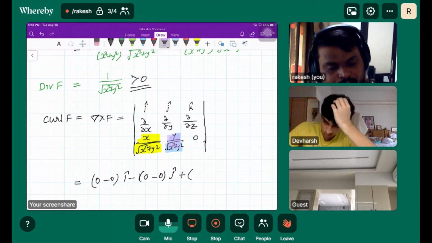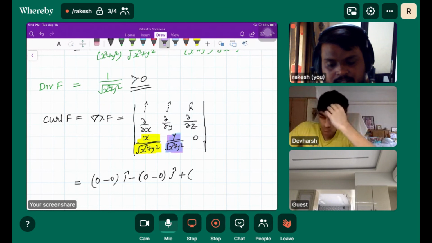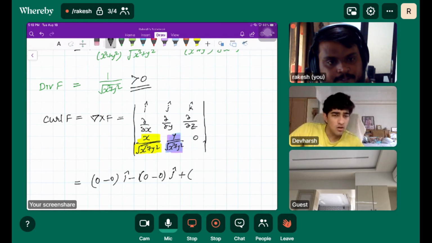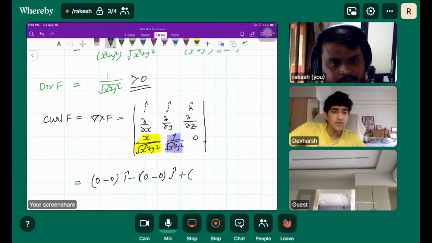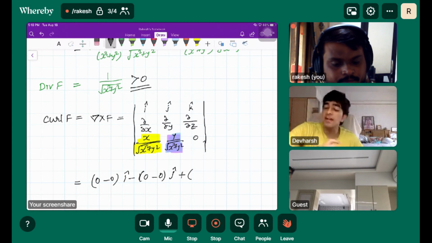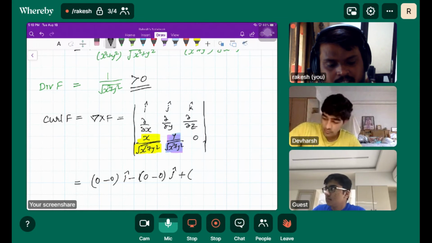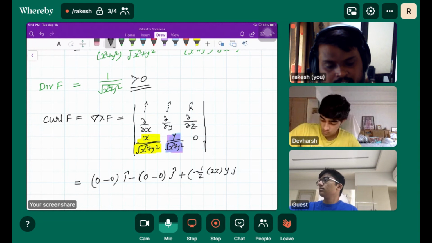Yeah, this term with respect to x. We have to calculate that, right? It's del Q del x minus del P del y. Okay, got that. So partial derivative of y over root x square plus y square with respect to x is, what would be the partial derivative? Minus half 2x y. I've already figured it out, so you can write it directly.